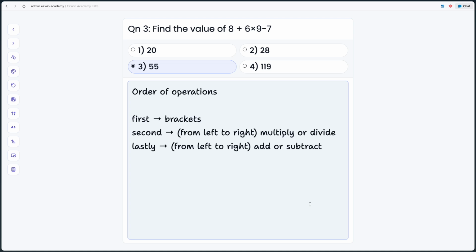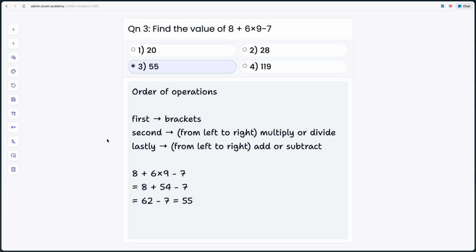So in this equation, what do we do first? Either 8 plus 6 or 6 times 9? If you say 6 times 9, you're right. So 6 times 9 is 54. Then you can do whatever, but generally I recommend going from left to right because it's safer. So from the left, we have 8 plus 54, which gives us 62, minus 7, which is 55. So the answer to this question is 55. All right, let's move on to the next question.